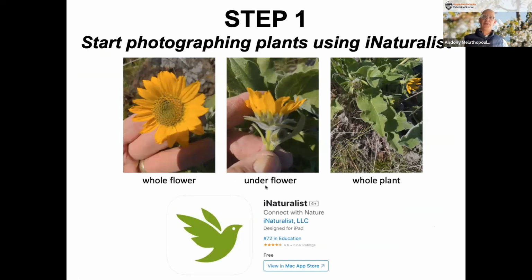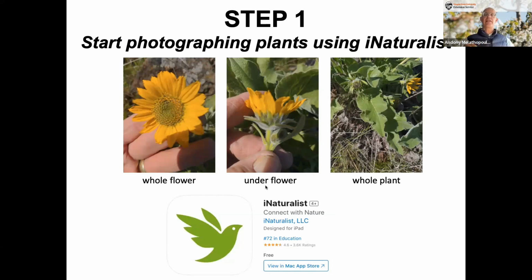The first step you need to do is get the app iNaturalist. You can download it on your phone. You'll have to create an account. Once you have that, anytime you're out working and you notice a new plant, you just take a picture of the whole flower. You take a picture under the flower, because for a lot of composites we need to see under the flower, and take a picture of the whole plant. Got those 3 images now.